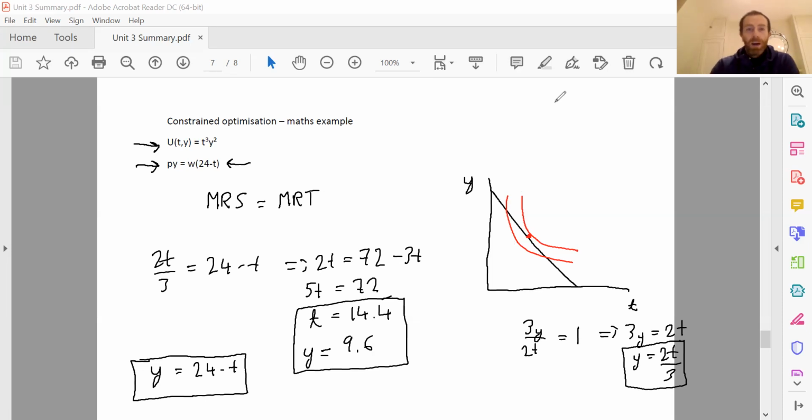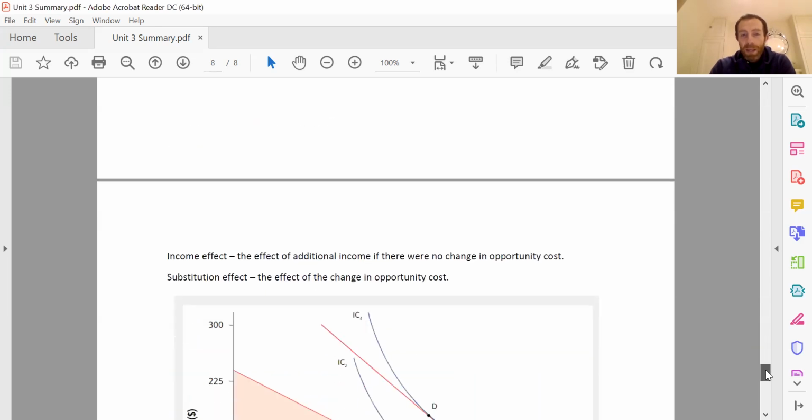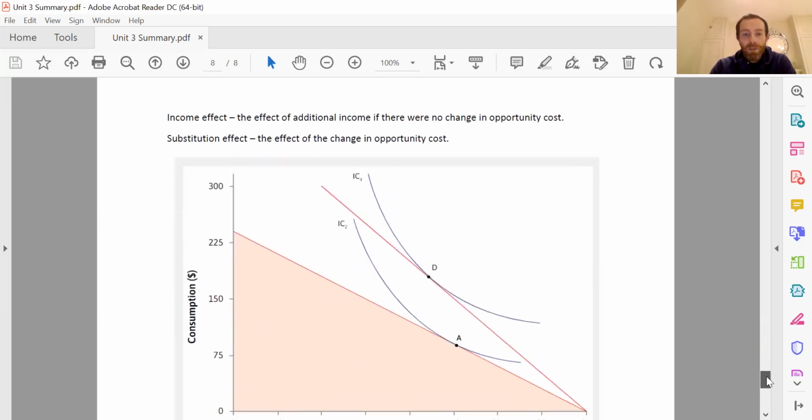Okay, so that kind of sums up the vast majority of what Unit 3 is about. How do we find the maximum level of utility for a person? But there is one more big idea, which is the income effect and the substitution effect. And I'm just going to take a quick little pause and then I'll talk about that.